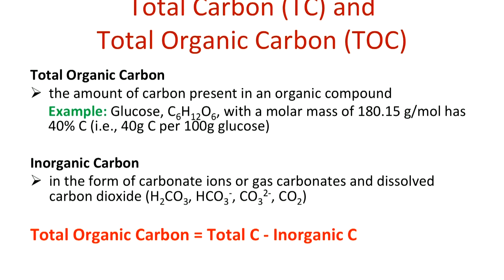Then another one is inorganic carbon, which is basically coming from carbonate ions, gas carbonates, and dissolved gas such as CO2. So the gas carbonates can come from H2CO3, carbonic acid, which then dissociates to water and CO2. The total organic carbon is then equal to total carbon minus your inorganic carbon.